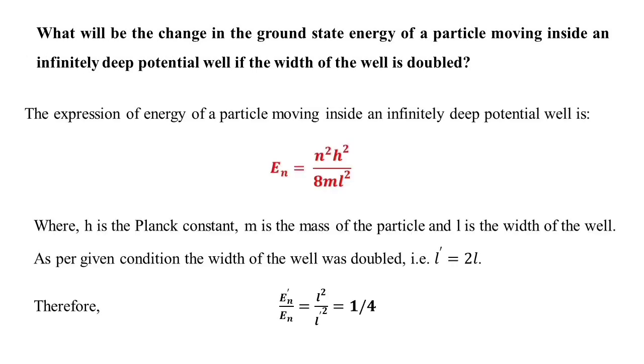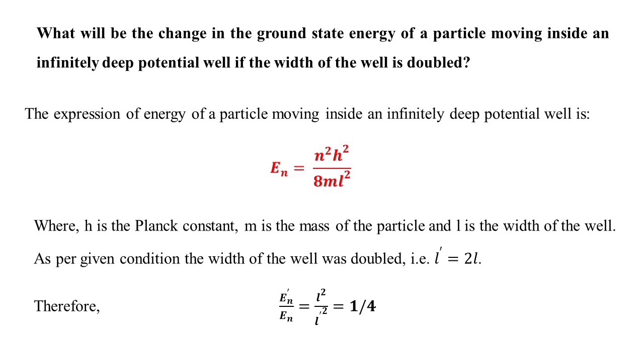We already know the expression of energy of a particle moving inside an infinitely deep potential well is En = n²h²/8mL², where h is the Planck constant, m is the mass of the particle, and L is the width of the well. Here n designates the particular state. Now as per the given condition, keeping all the parameters the same, we have just doubled the width of the potential. That means the changed width of the potential well, L', is 2L, if L is the initial width.